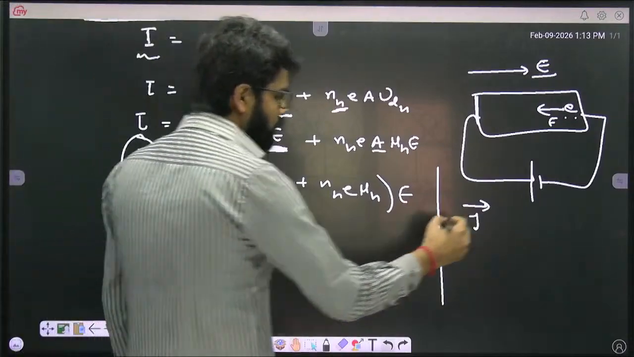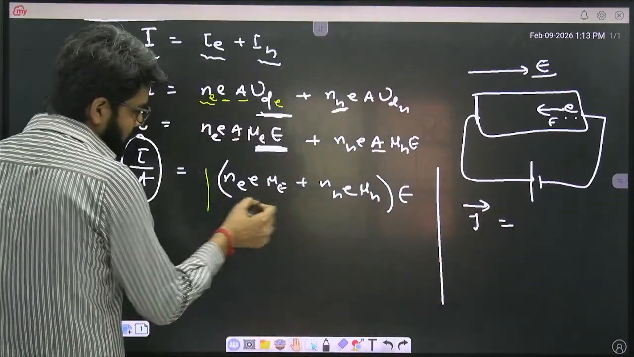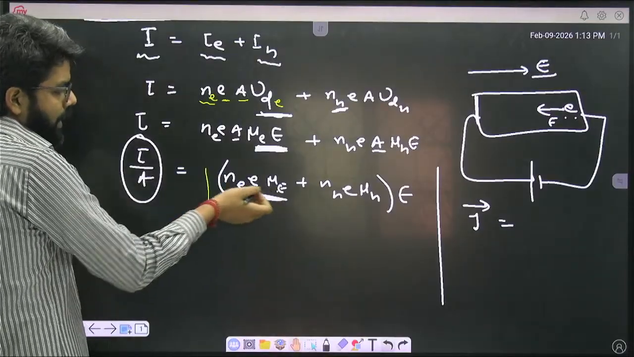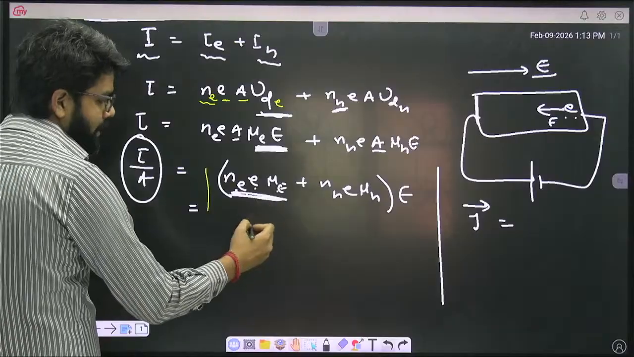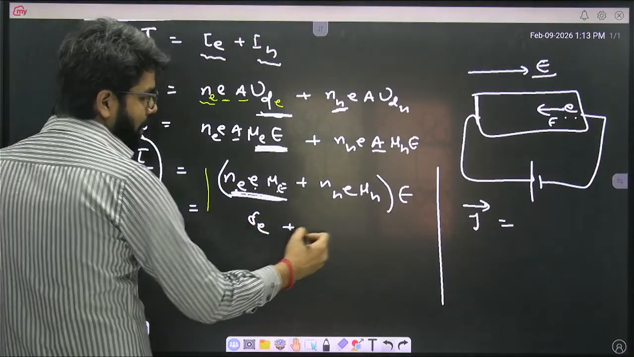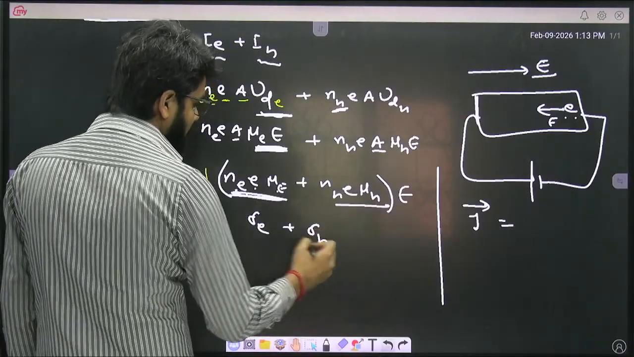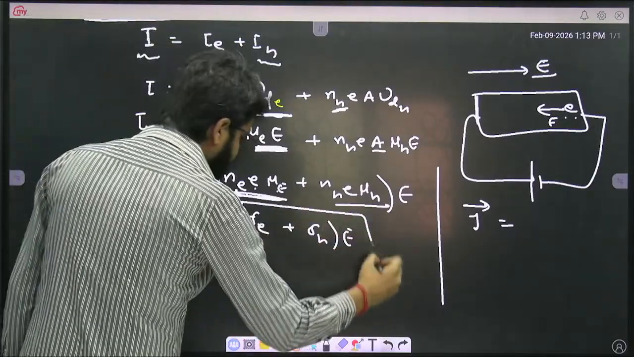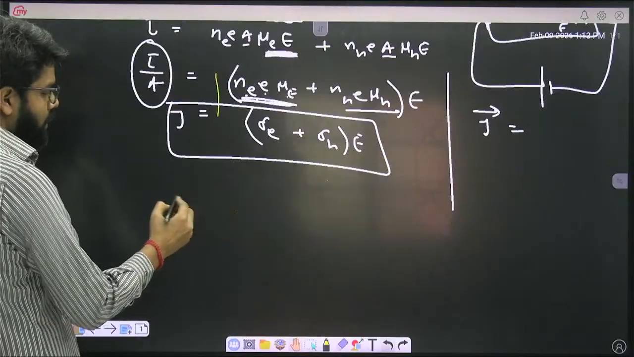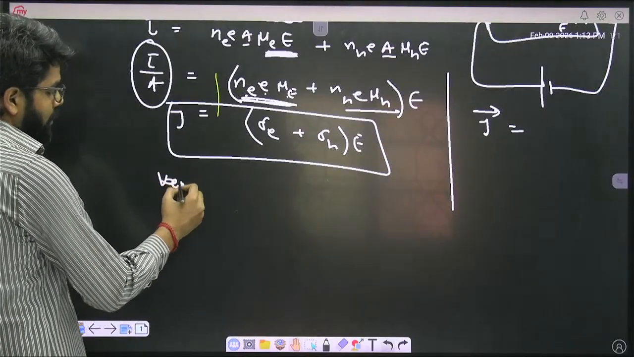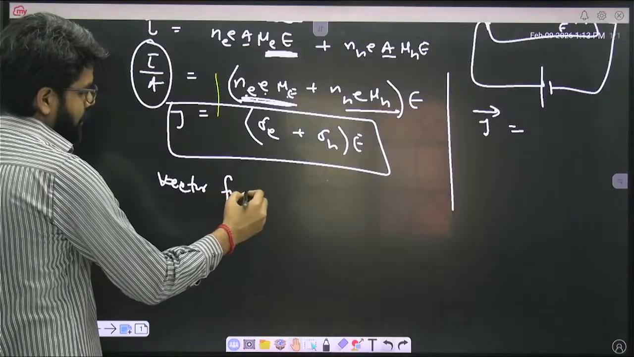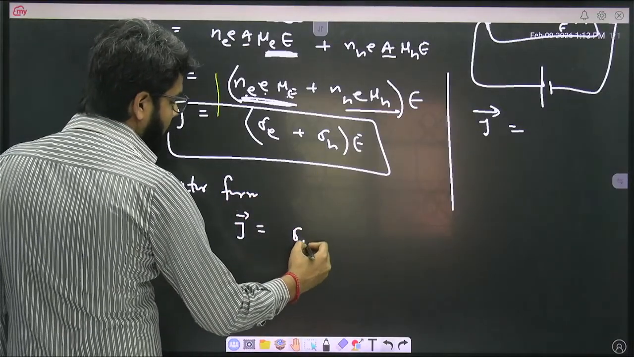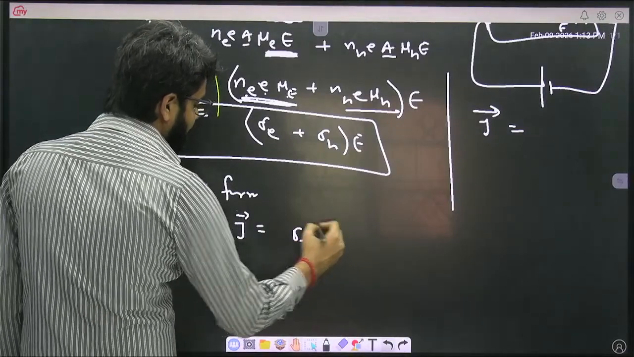So J is equal to, as we already did, the conductivity is equal to mu into N into V. I have written the letters a little interchanged. This can be written as the conductivity of the electrons, plus the conductivity of the holes, all multiplied by E. So J is equal to this one. In vector form, J vector can be equal to sigma total into E, and E is a vector quantity.